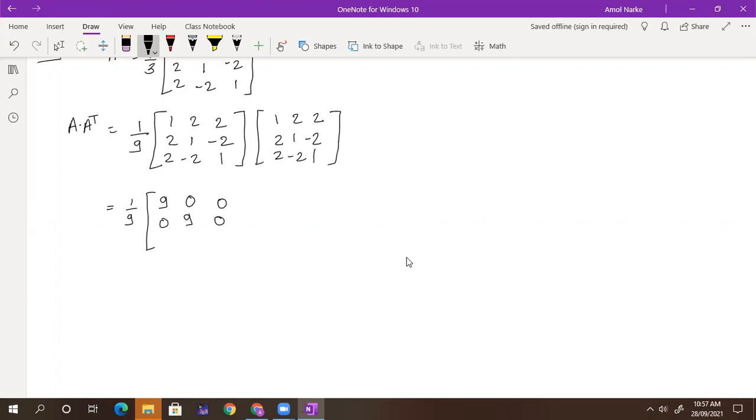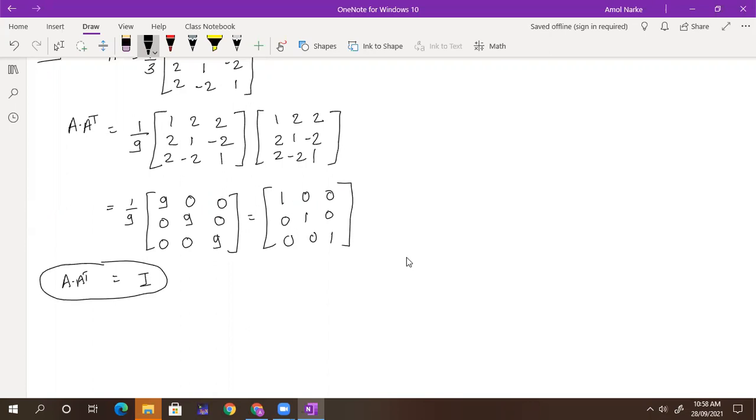Just try to solve the calculations. Third row, first column. So 2 minus 4, again 2, I am getting 0. Here 4 minus 2, 0, 0, 9, minus, so you are getting 0. You are getting 9 here. And once you multiply 9 inside, you are getting an identity matrix. So what this means? A into A transpose is equal to identity. What does that mean? Orthogonal. The matrix is orthogonal. So A is orthogonal.